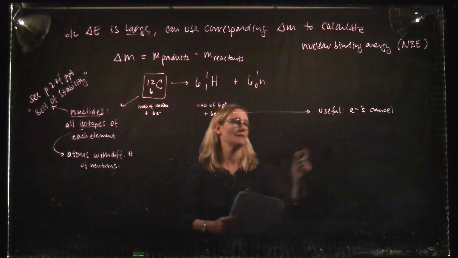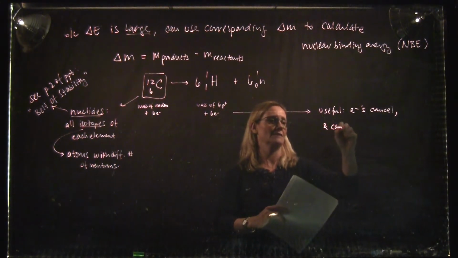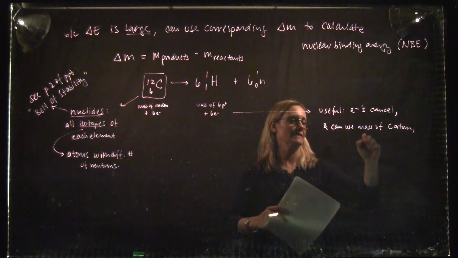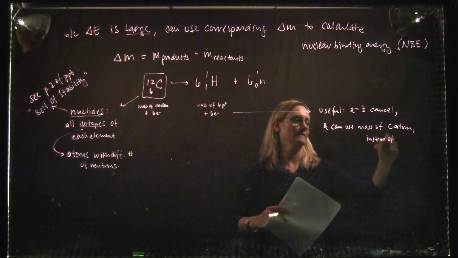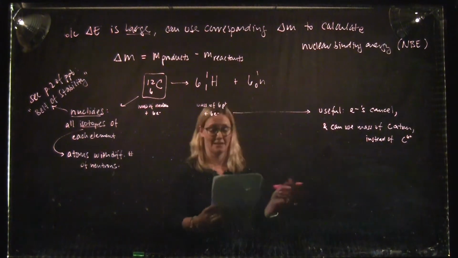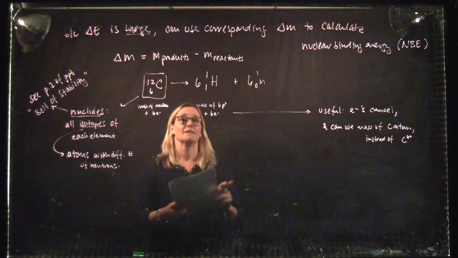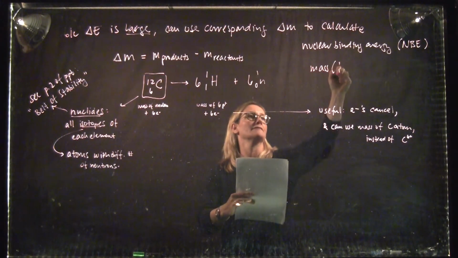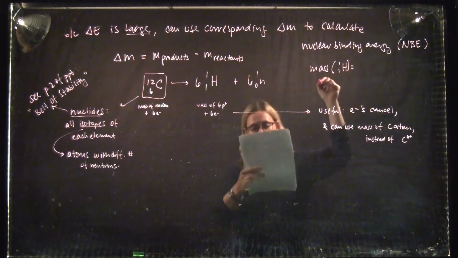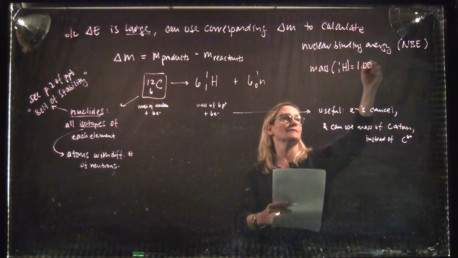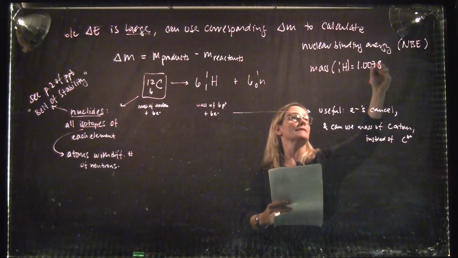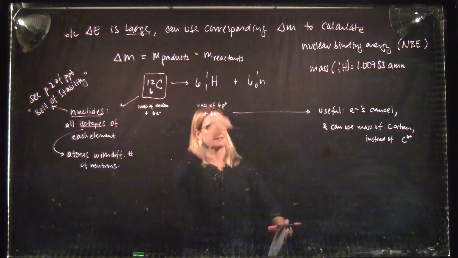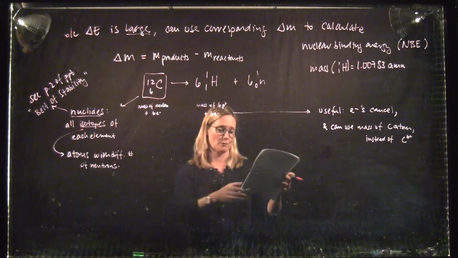And so this gets me the advantage that I can use the mass of the carbon atom instead of needing to somehow get a carbon 6+ ion, take all those electrons off. Okay, so now what I can do is look up the mass of a hydrogen atom, which is equal to 1.00783 AMU. So this is using my atomic mass unit scale. Again, this is equivalent to grams per mole.